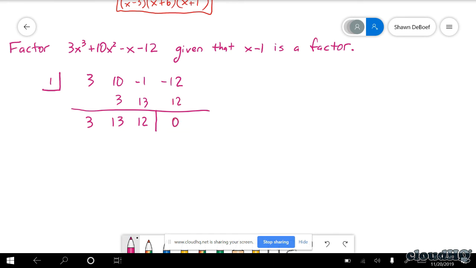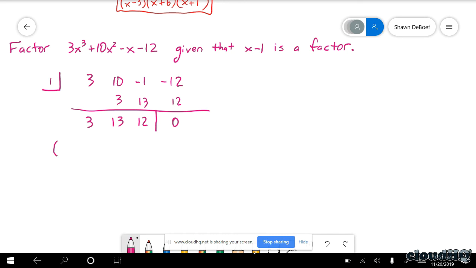Oh, good, I got a 0. Did I expect to get a 0? Yes. If we don't get a 0, one of two things happens: either you made a mistake or the problem lied to you. Because this problem says x minus 1 is a factor, we know, because of the factor theorem, that we need to have a remainder of 0. So that just confirmed that that worked.